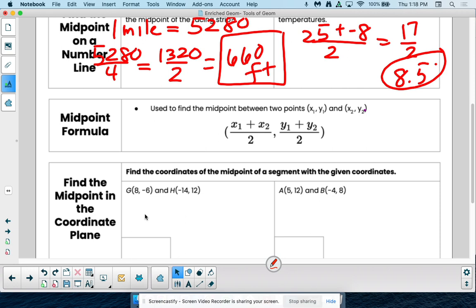So you guys want to write this guy where it says midpoint formula? You guys see it in your notes or it's blank? This is what you want to write. Jot that down, okay? Make sure you got the right letters in the right place.